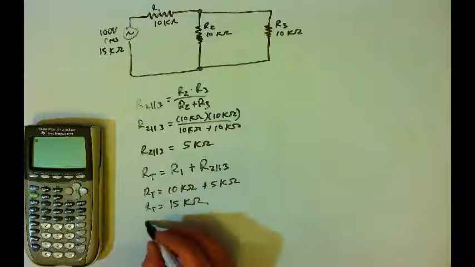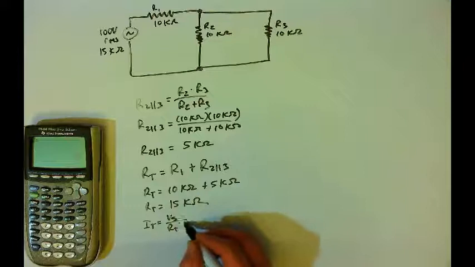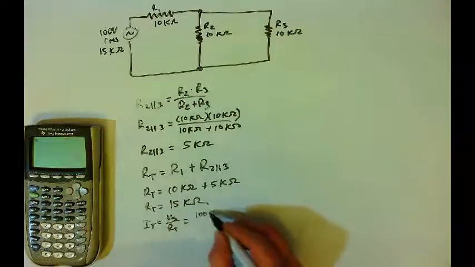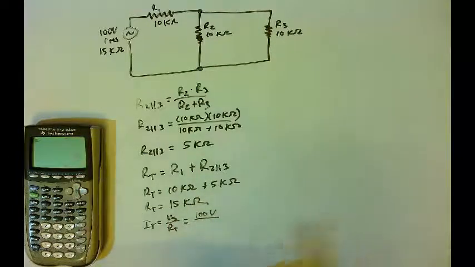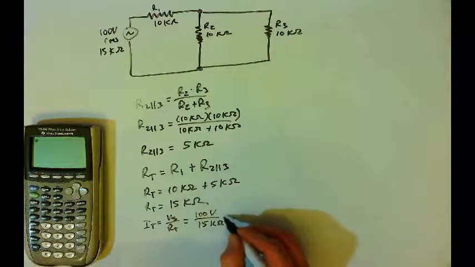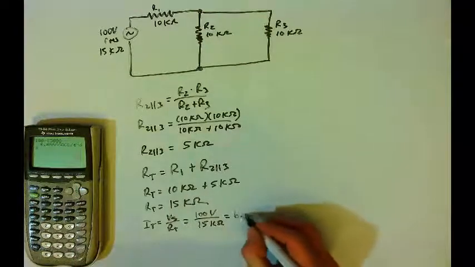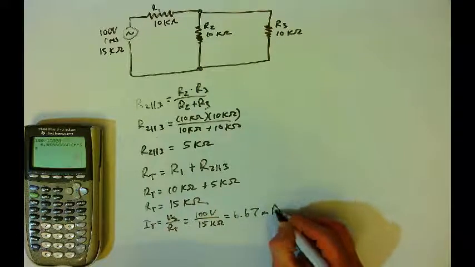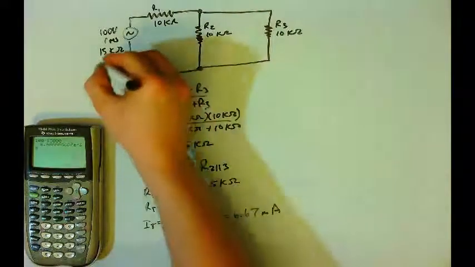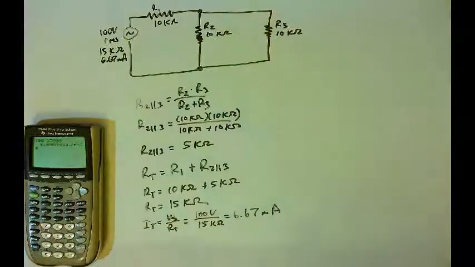Next step is to find the total current, which will be the source voltage divided by the total resistance, which will be 100 volts. Again, always in the RMS value. 100 volts is already in an RMS value for us, divided by 15 kilo ohms. And so the total current will be 100 volts divided by 15 kilo ohms, and we get 6.67 milliamps. So the total current in this circuit will be 6.67 milliamps. That's the total current in the circuit.